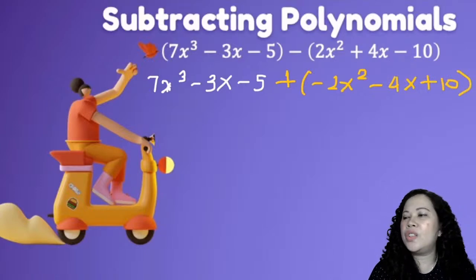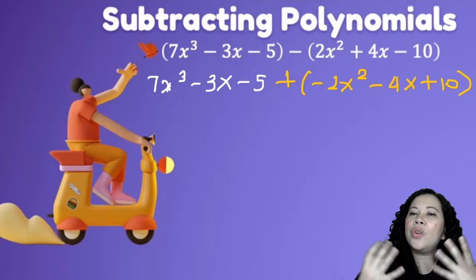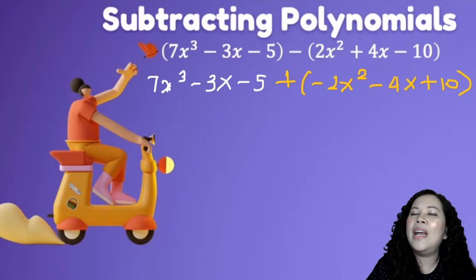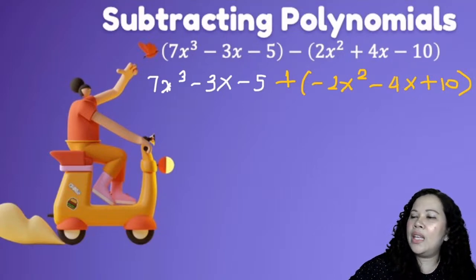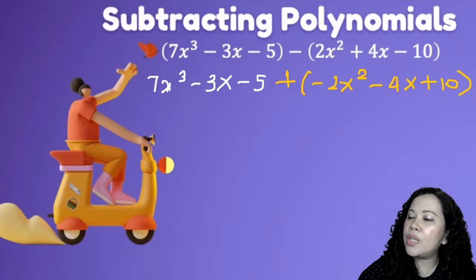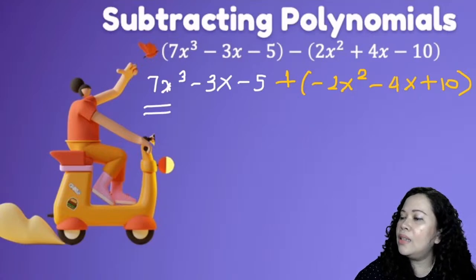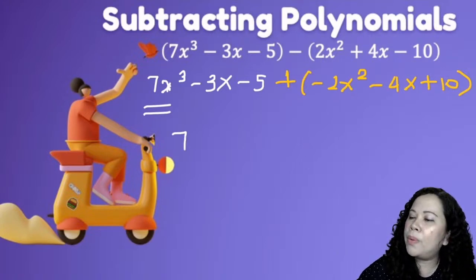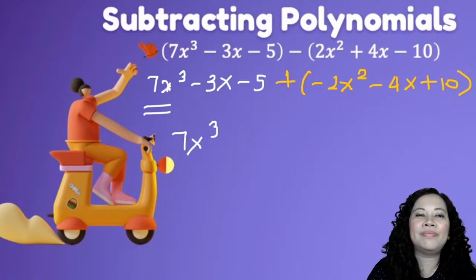Okay, so we change the sign. So proceed to addition and change all the signs right after your addition. Okay, right after you change it. So again, we combine or add like terms or subtract like terms. 7x cubed and nothing, right? There is no like term with 7x cubed. Therefore, we just copy 7x cubed.